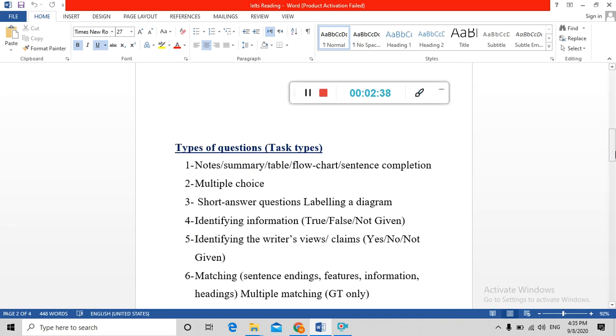Always we have this question, what are the types of questions in the reading test? Here we have first, completion: notice, summary, table, flow chart, sentence completion. The second type is multiple choice, short answer questions, labeling diagram. This is another kind.